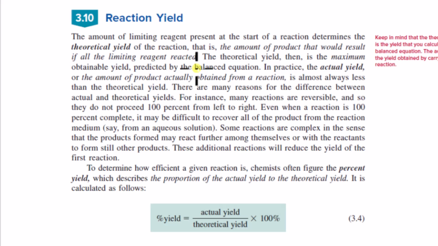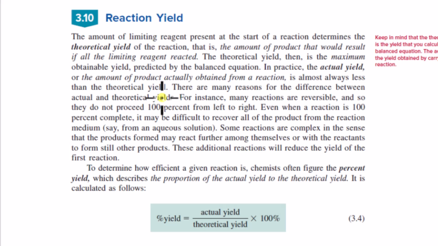There could be multiple products, but when it comes to calculating a yield value, we're focusing on a certain product. Okay, the theoretical yield is, again, all of the limiting reagent is consumed and is sort of perfectly converted to the maximum amount of a certain product. That is the theoretical yield. The theoretical yield is the maximum obtainable yield predicted by the balanced equation. But in practice, the actual yield, or the amount of product actually obtained from a reaction, is almost always less than the theoretical yield. Yeah, exactly.